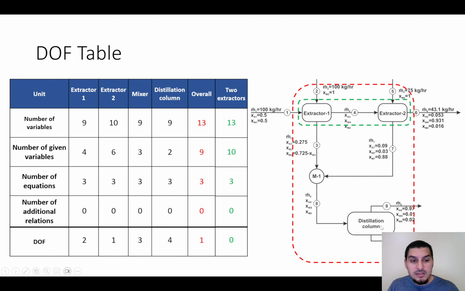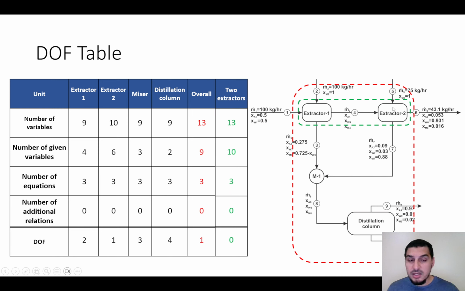And finally, we can go to the distillation column, but we'll see here that you can add 3 information to the distillation column, and it still needs 4 information. So 3 information is not enough. It still needs 1 extra information to be assumed. But for the time being, we can solve these 3 units with this, starting with this green loop.